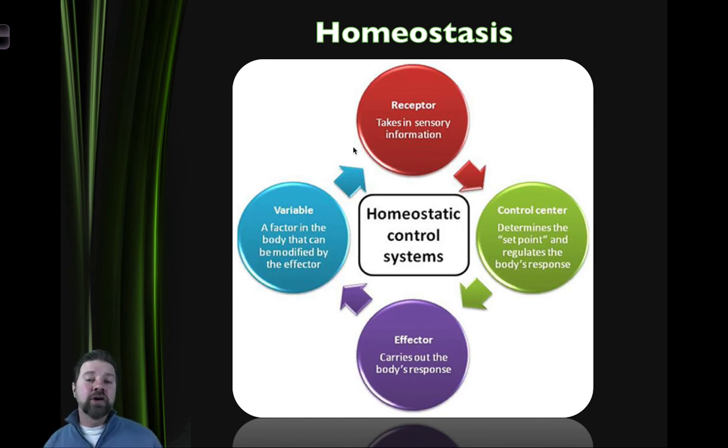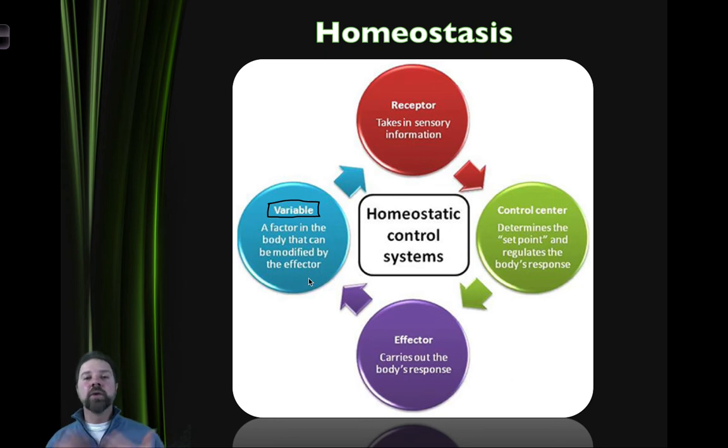Homeostasis occurs in 4 major steps within living things. The first thing we have to understand is that we have things that are variable that affect us. Factors in our body that can be modified by some kind of effector, but that really is complicated sounding. Let's simplify this a little bit. You have various parts of your body that are affected by both internal changes and external changes. So there's some variation that occurs.